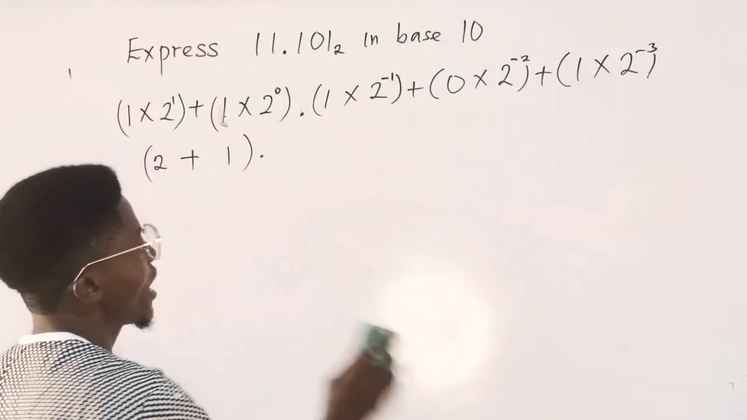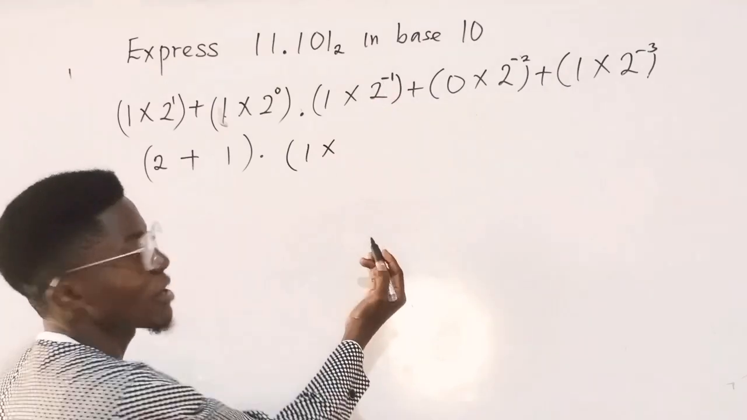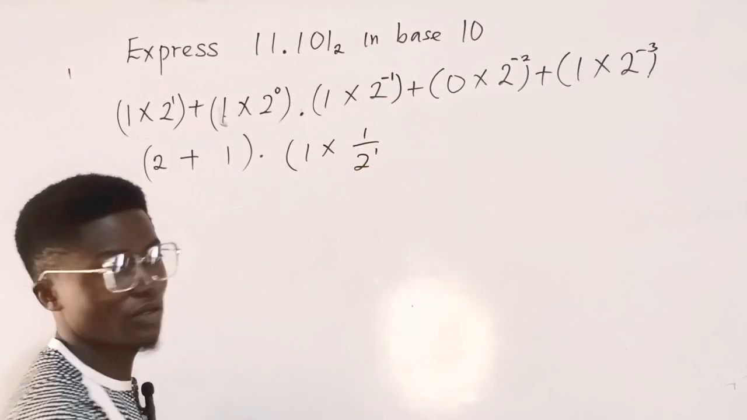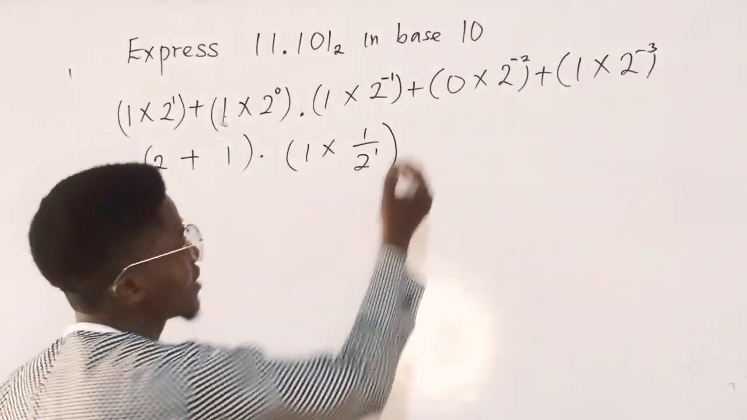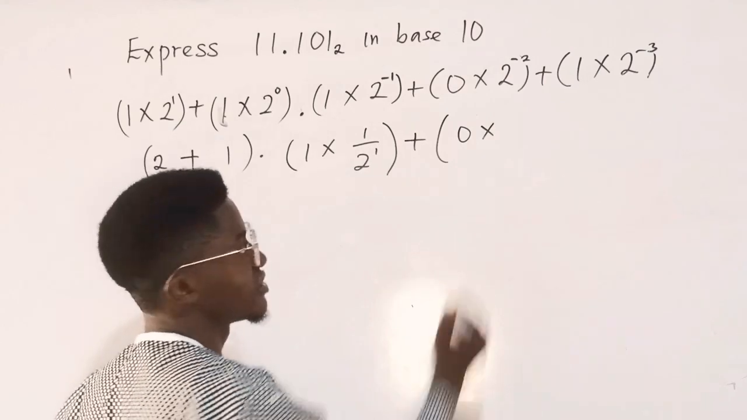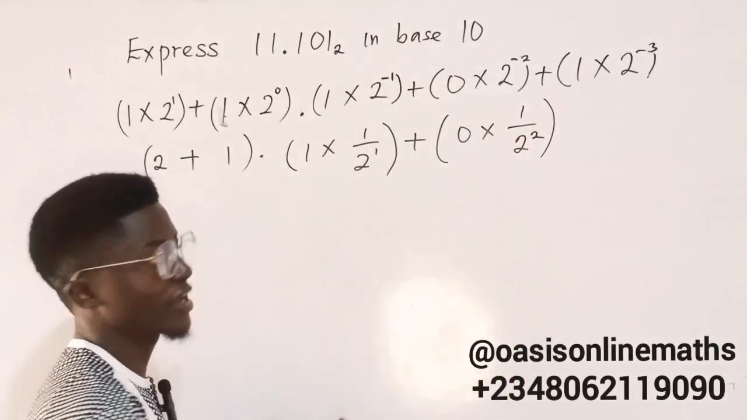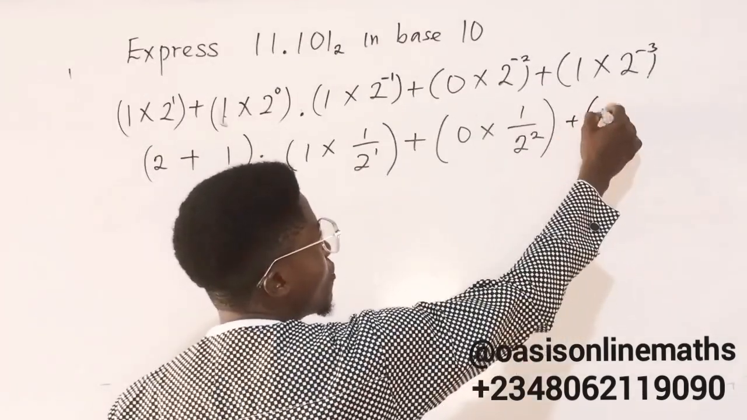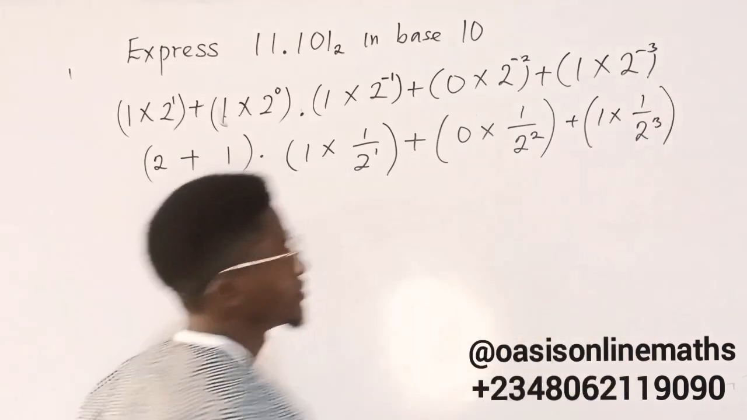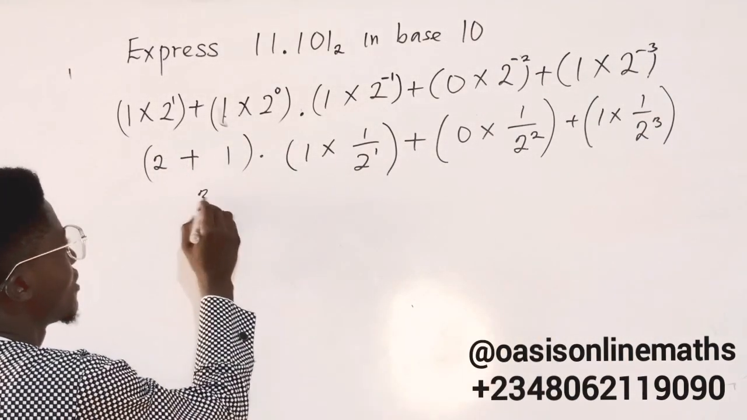Now let's go. We have 1 multiplying 2 raised to power minus 1, which is the same thing as 1 over 2 raised to power 1. I think that one is clear, right? Good. Plus 0 times 2 raised to power minus 2, which is the same thing as 1 over 2 raised to power 2. We close that bracket. Likewise, 1 times 1 over 2 raised to power 3. Then let's go. What do we have here? 2 plus 1, we have 3.